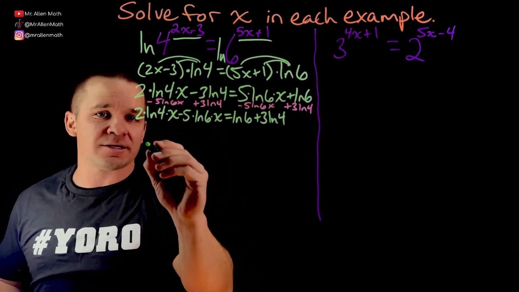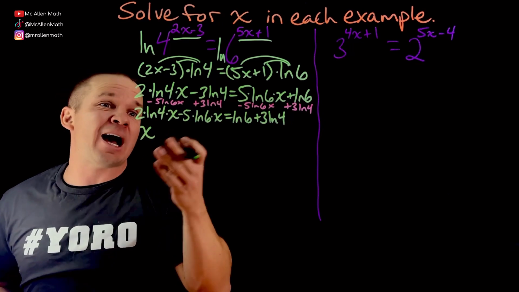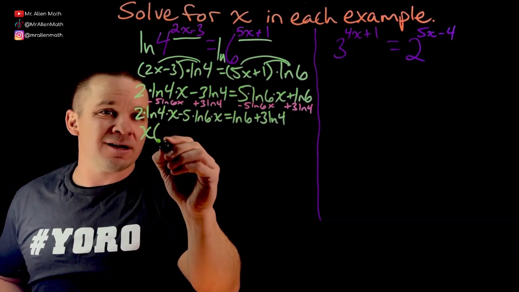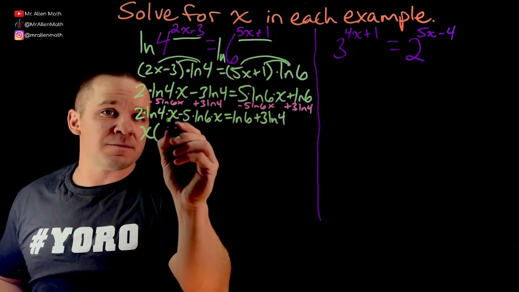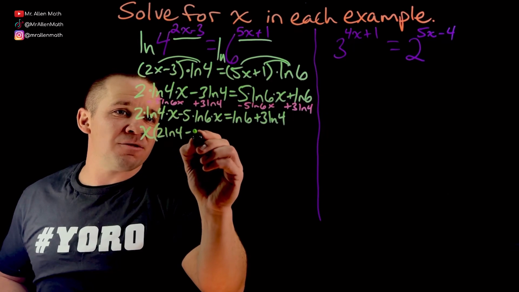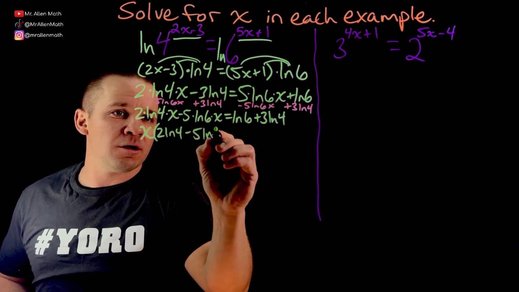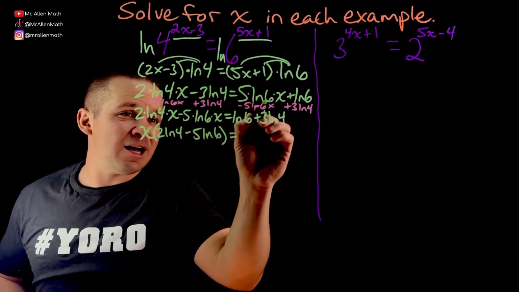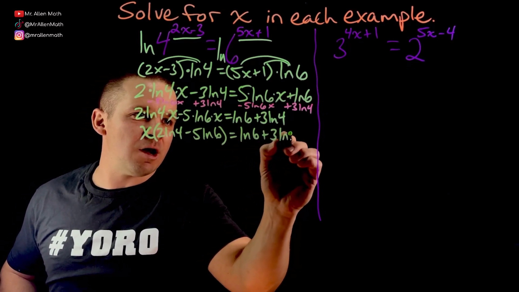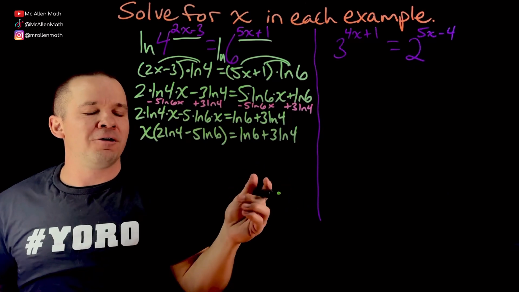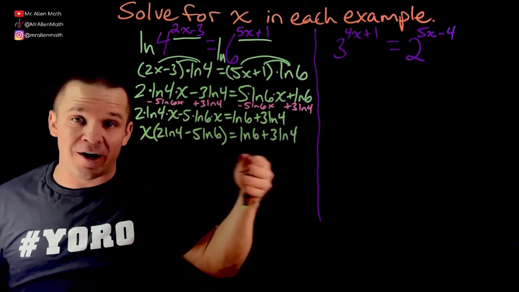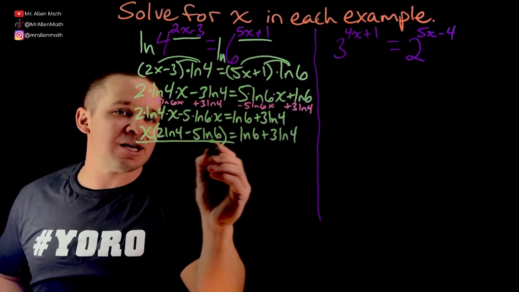I'm going to factor out an x because that's a common factor out of these two terms here, right? So now we have x pulled out, and I'm left with 2 natural log of 4, minus 5 natural log of 6. This side, I'm just going to leave it as is, okay? Natural log of 6 plus 3 natural log 4, all right? This is just a number, right? Times x.